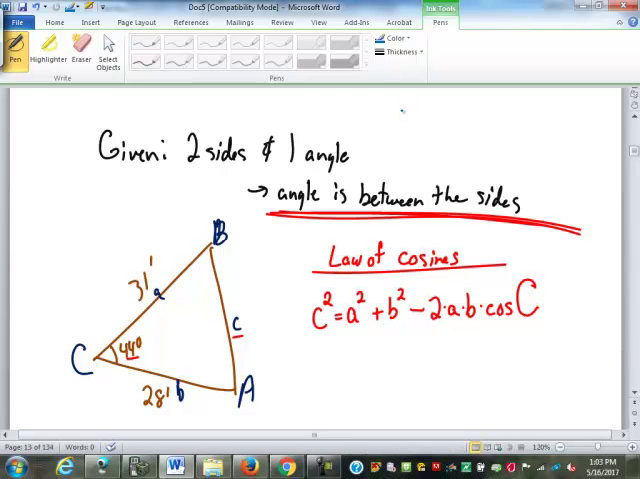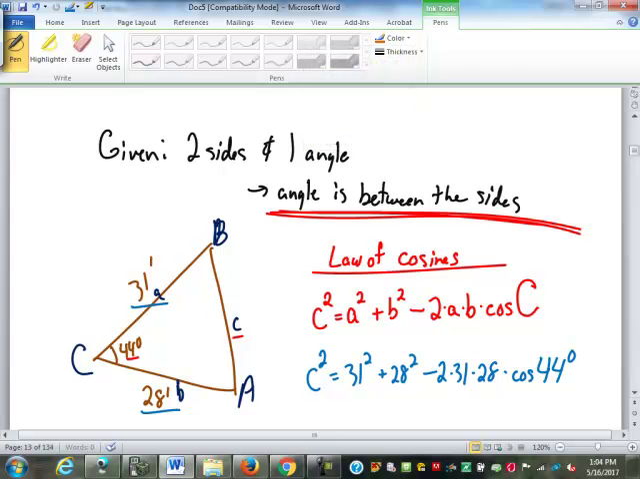So for this particular problem, C squared is, A is going to be 31, so 31 squared, plus B is 28 squared, minus 2 times 31 times 28. Any questions as to where any of those numbers came from? That's just A and B here so far, right? Times the cosine, angle C is 44 degrees.